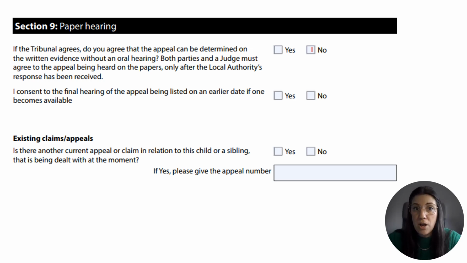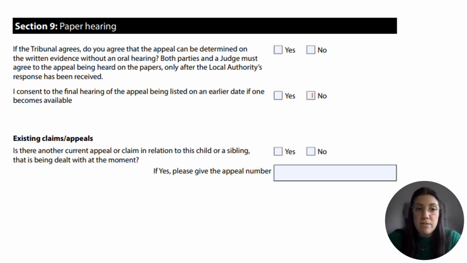So if there is an earlier date available, you can tick this box here to say yes, and they will bear that in mind if there is an earlier hearing date that comes available. If for reasons such as childcare or work, you know that if an earlier hearing was to become available, it would be really difficult to rearrange childcare or work, then you can tick the no box here, just to say that you're not happy for it to be listed earlier if a date becomes available.